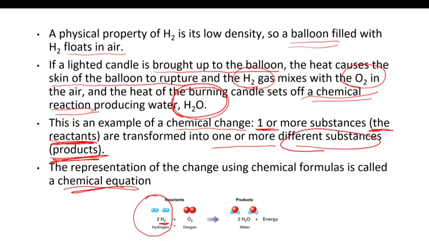So we have our hydrogen, and it's reacting with, so we would represent that as a plus, oxygen. O is also never by itself. It's always diatomic. So we have two elements reacting. These are our reactants to produce products of water, H2O. Notice that our products are completely different from my reactants.